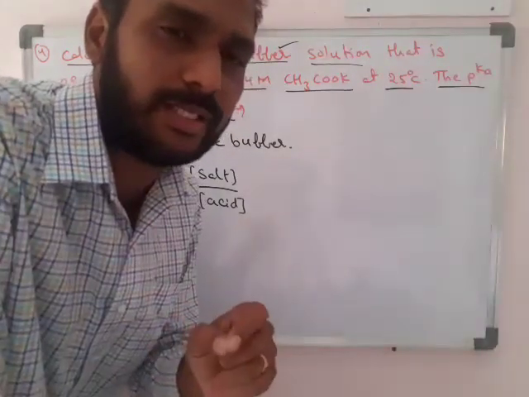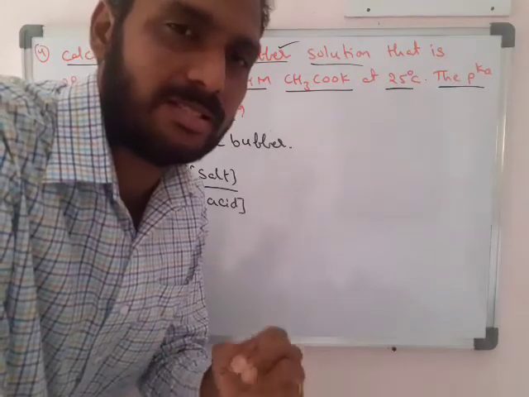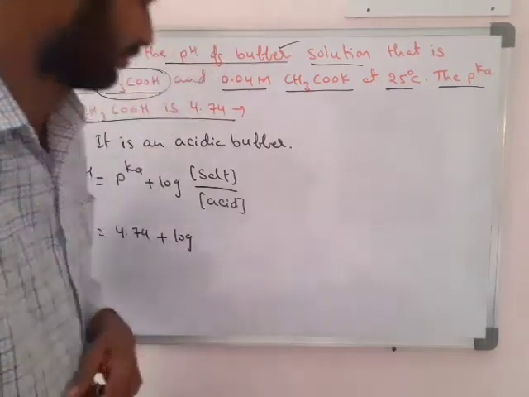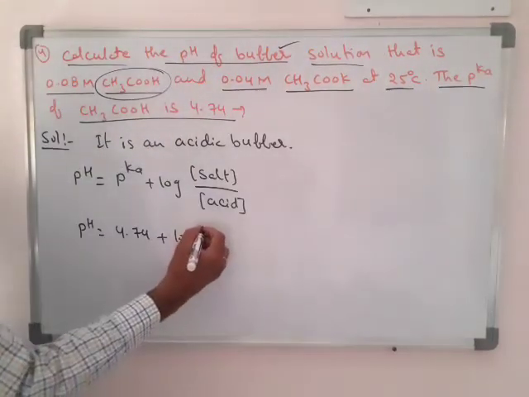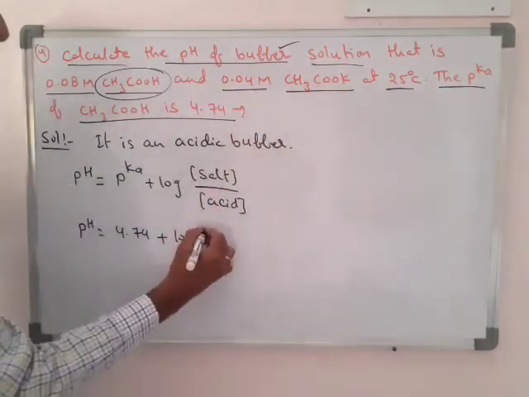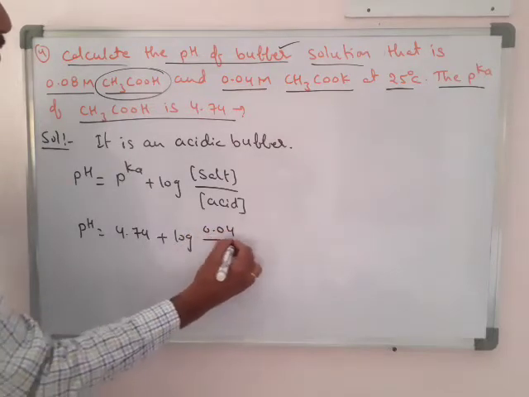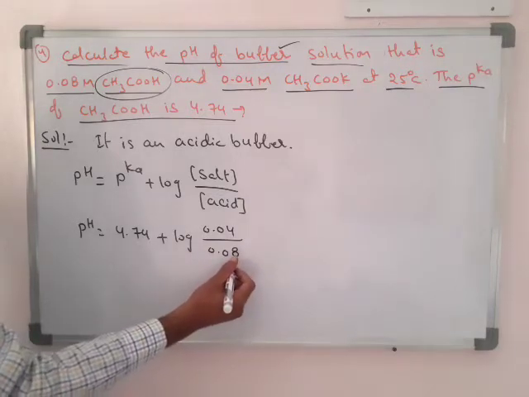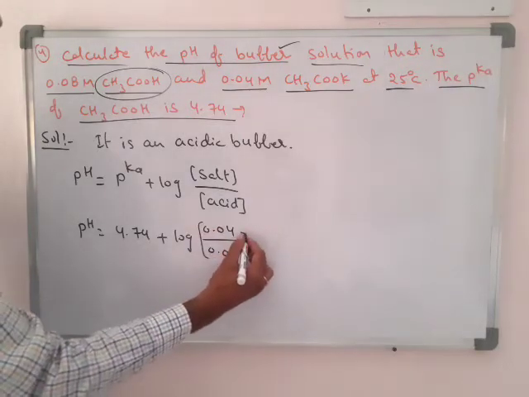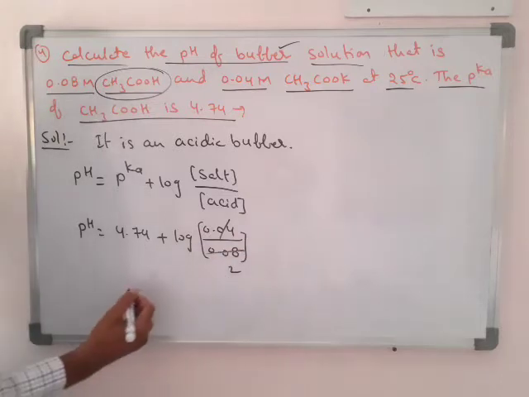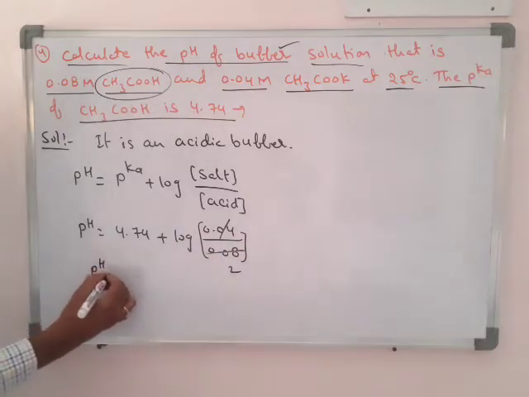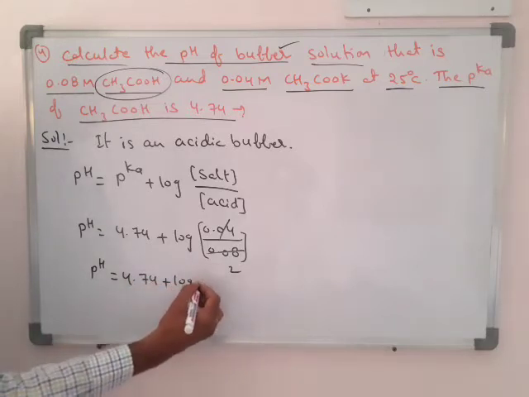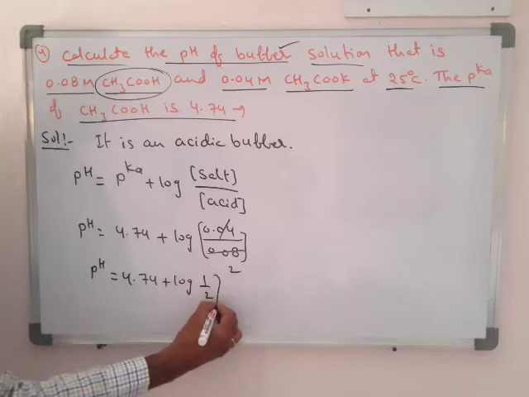That means you need to be perfect about acids, bases and salts. We have already given the list of acids, bases and salts. So there is a log. Salt is how much? CH3COOK, 0.04 M, in moles per liter. The weak acid is 0.08 M, also moles per liter. So we get 1 by 2. Here, log of 1 by 2.